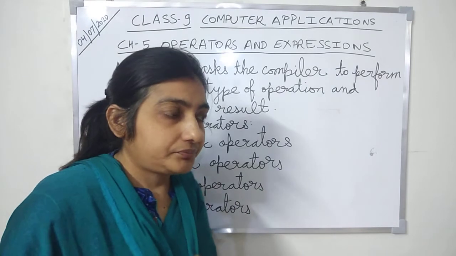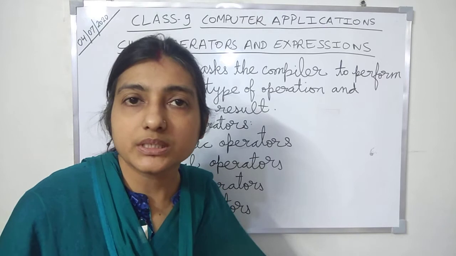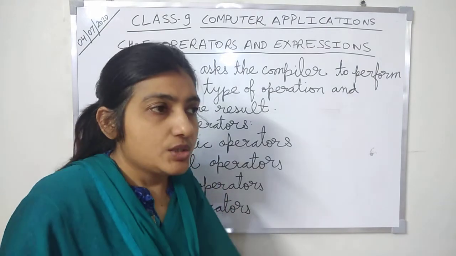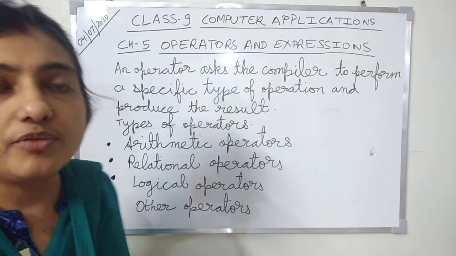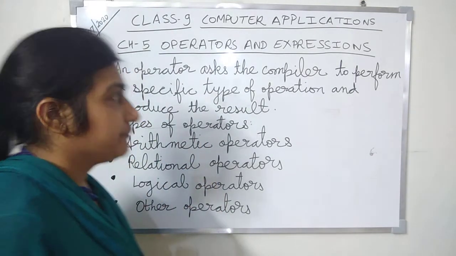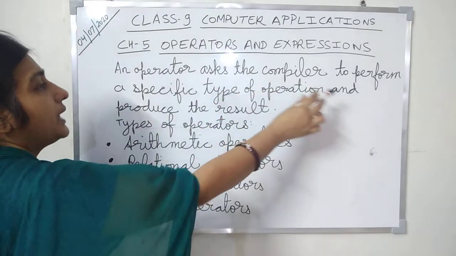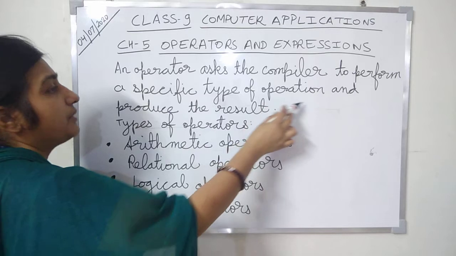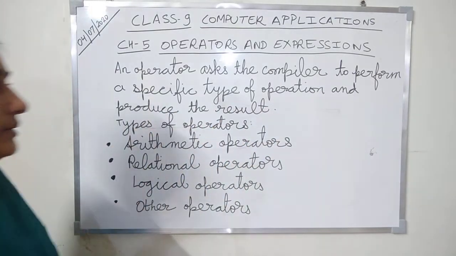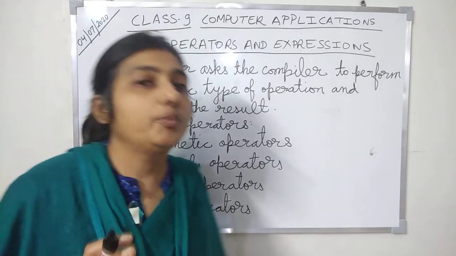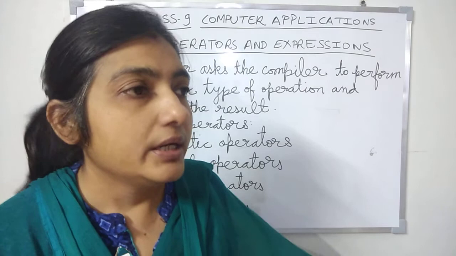In Java also we use different types of operators. So why are we using the operators? We are using the operators to perform a particular task. You can say that an operator asks the compiler to perform a specific type of operation and produce the result. So we use operators to perform operations, and after the operation it will produce the result.